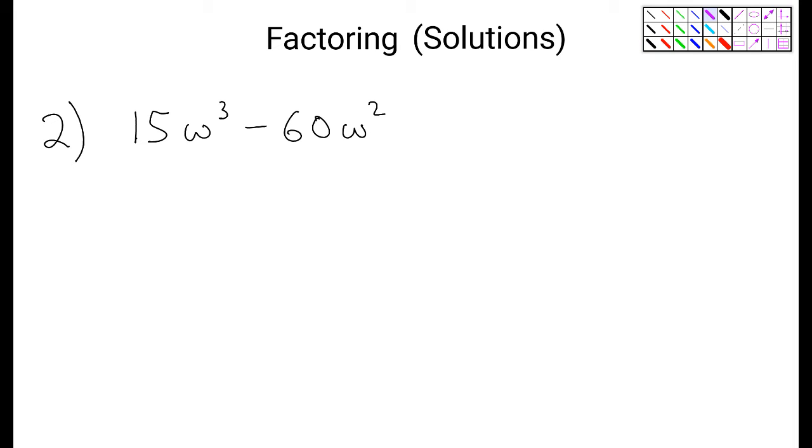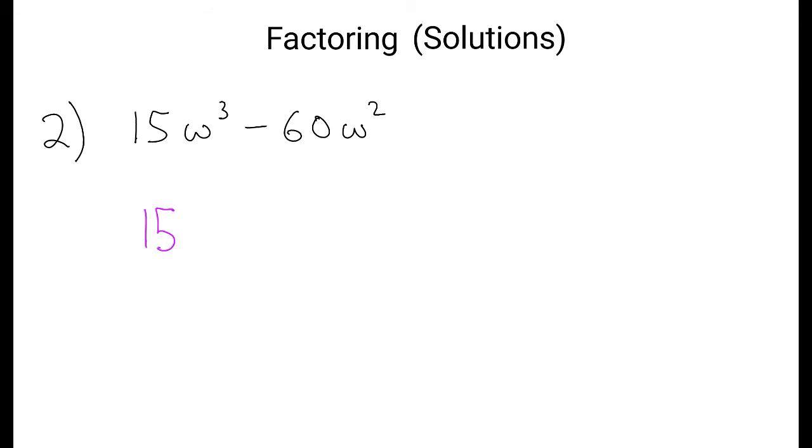Okay, let's start with this first problem, which is a binomial expression. And right away, I'm hoping by this point you're seeing a common factor that you can take out of both terms right away. I see 15 and 60. They have a common factor of 15. Okay, so here we go, 15. There's a w cubed and a w squared. My greatest common factor for those terms is w squared.